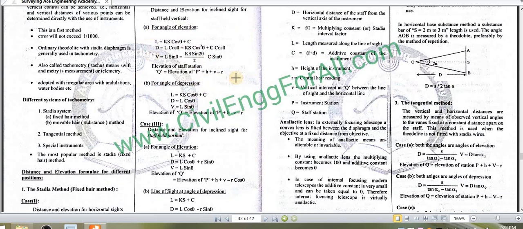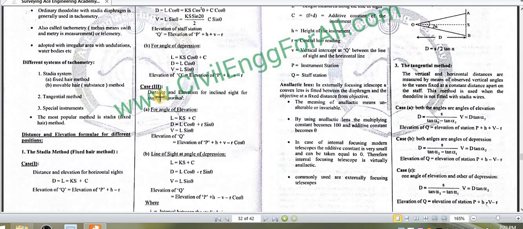You need to remember these formulas. After that, the distance and elevation for an inclined line of sight with the staff held normal. So when the staff is held normal, what will be the changes in the formula? L will become Ks plus C, D equals L cos theta plus R sin theta, and V equals L sin theta. By using this formula, you can find out the elevation.